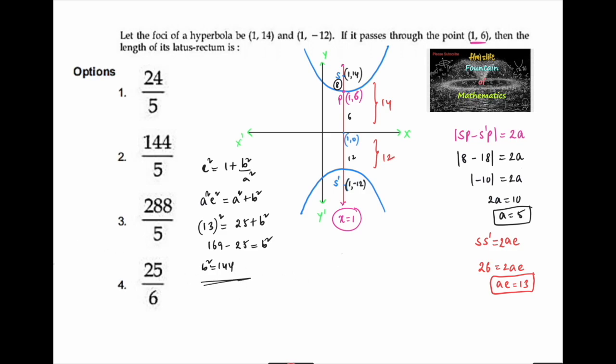And length of latus rectum, we can write 2B square upon A, which is equal to 2 times B square value 144 divided by A value 5. So we can write 288 divided by 5. So length of latus rectum value is 288 by 5, which is option C.